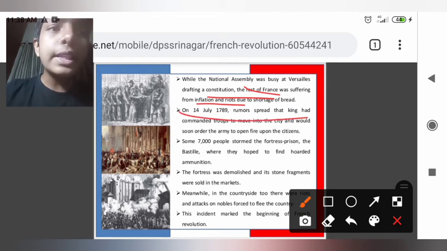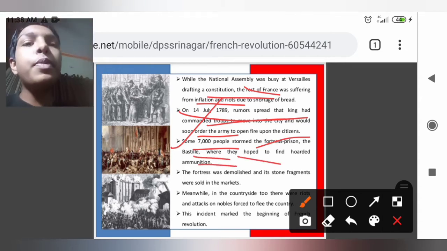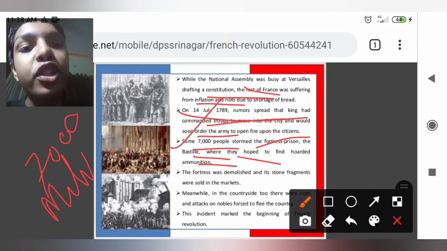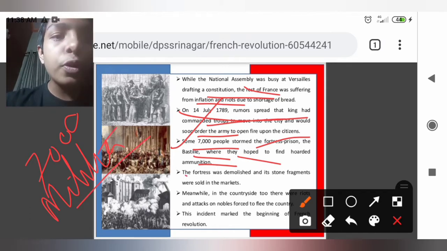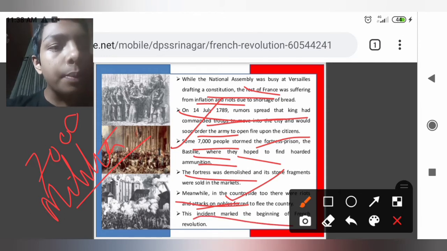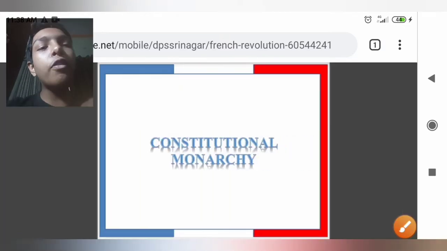On 14 July 1789, rumors spread that the King had commanded troops to move into the city and would soon order the army to open fire upon citizens. About 7,000 people stormed the fortress prison, the Bastille, where they hoped to find hoarded ammunition. I told you in the previous session that these men formed a people's militia. The fortress was demolished and its stone fragments were sold in the markets. Meanwhile, in the countryside too, there were riots and attacks, and nobles were forced to flee the country. This incident marked the beginning of the French Revolution.